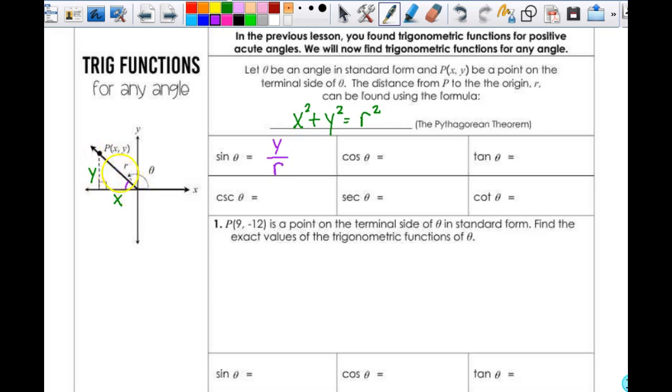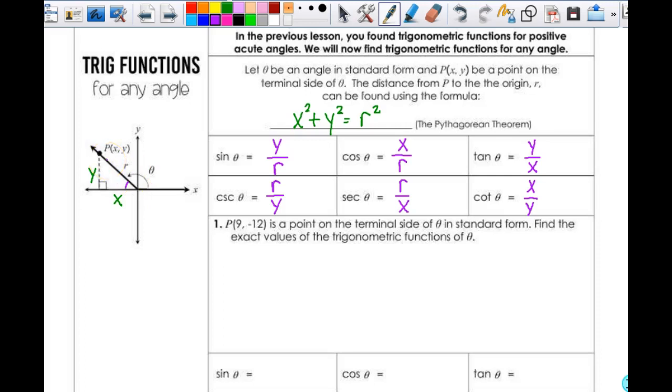Cosine is the x over r. And tangent theta is sine over cosine, or y over x. Cosecant is the reciprocal of sine, so it's r over y. Secant, r over x, and cotangent, x over y. Okay, so those are relationships that you need to understand. Basically, that is opposite over hypotenuse, adjacent over hypotenuse, opposite over adjacent. Same relationship, you just have to know how they work out on here.